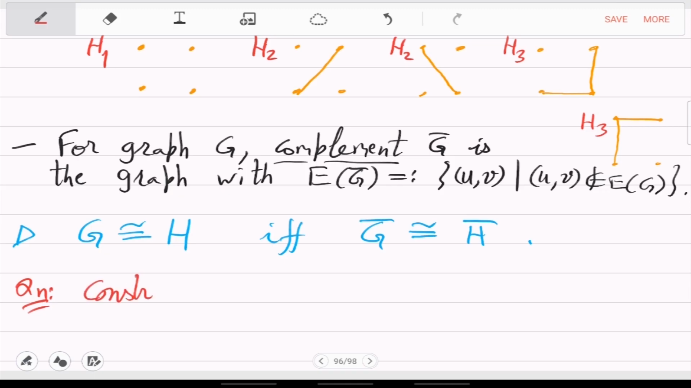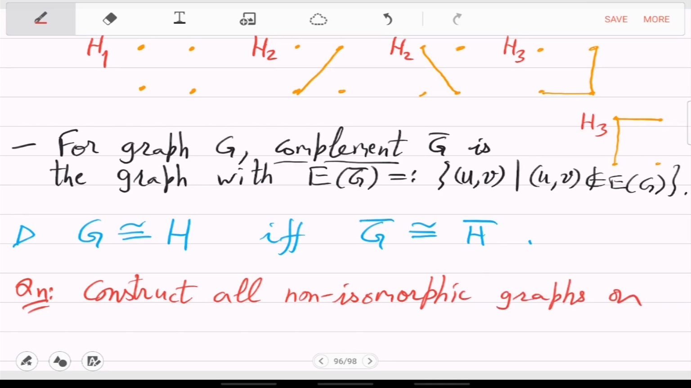So construct all non-isomorphic graphs on 4 vertices and number of edges at most 4. Okay, you can do this as an exercise. Simply by hand you can draw all these graphs and see which ones of them are isomorphic, so you can remove those. What remains are non-isomorphic such graphs.